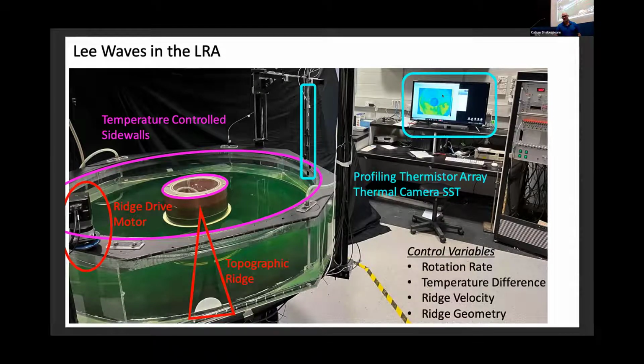So the control variables that we've got in this configuration are the rotation rate of the table, the temperature difference across the tank, the ridge velocity, so we're able to rotate this ridge around in either direction, and then we've also got the ridge geometry. So we've got standard size ridges or tall ridges or whatnot.